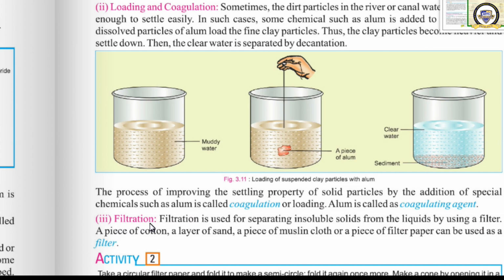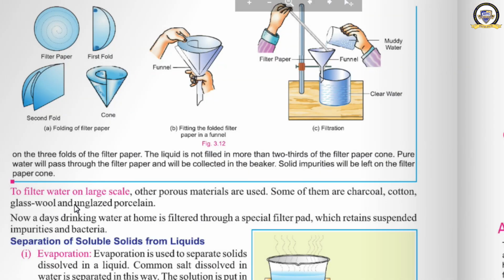During the process of filtration, we can use these items as a filter. To filter water on a small scale, we use muslin cloth or filter paper. But to filter water on a large scale, other porous materials are used. Some of them are charcoal, cotton, glass wool and unglazed porcelain.